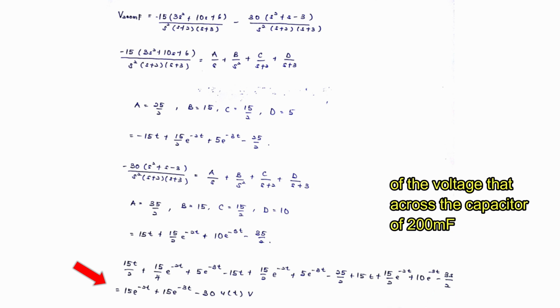This is the answer in the time domain for the voltage across the 5 ohm resistor. This is the answer in the time domain for the voltage across the 10 ohm resistor, and this is the answer in the time domain for the voltage across the 25 Henry inductor, and this is the answer in the time domain for the voltage across the capacitor of 200 millifarad.